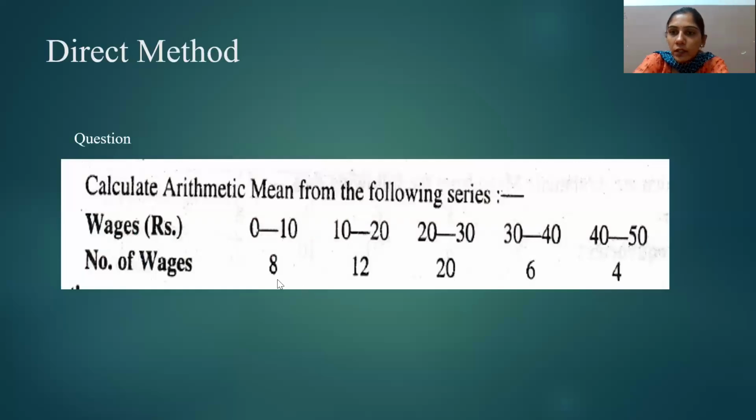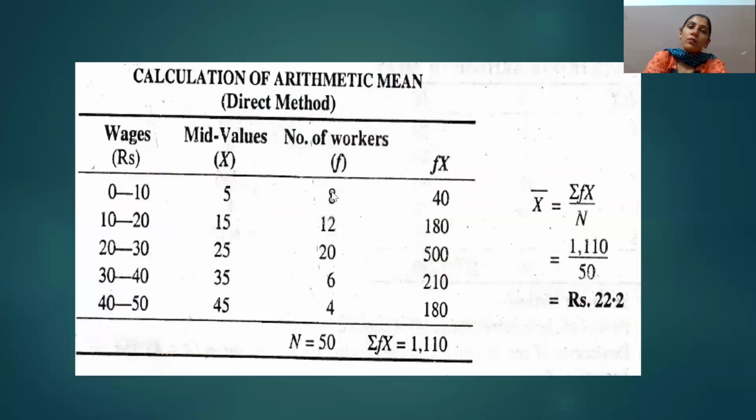For 0 to 10, the number of wages is 8, 10 to 20 is 12, 20 to 30 is 20, 30 to 40 is 6, and 40 to 50 is 4. Now we will calculate the arithmetic mean with the help of the direct method. As the wages are given in equal class intervals, and the number of wages is given, which is f, the frequency.